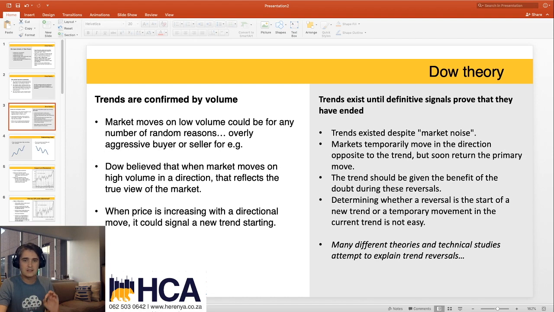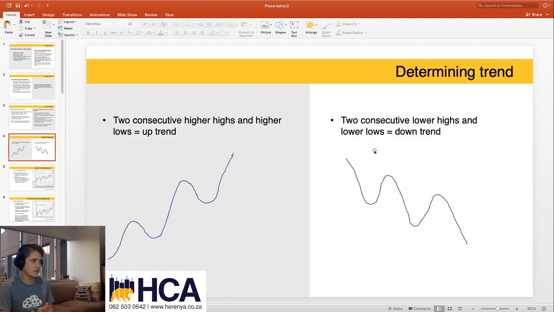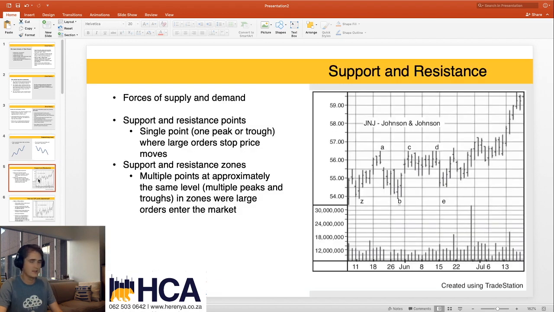So basically, yes, we want to follow the trend and we want to have volume on our side to confirm that trend, right? Determining the trend, very basic stuff. We have higher highs and higher lows, which is a bullish trend. We have lower lows and lower highs, which is a bearish trend. We need 2 consecutive of each in order to confirm that the trend is in fact in that direction. Then moving on to support and resistance.